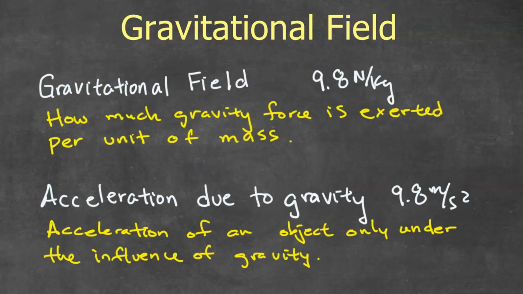So numerically, the gravitational field strength and the acceleration due to gravity are the same. They're both 9.8, but they're conceptually a little bit different. For gravitational field, we're asking the question, how much gravitational force is exerted per unit of mass? So this allows us to calculate using Fg equals mg. If we know the mass, we can use the gravitational field to calculate the gravitational force. On the other hand, the acceleration due to gravity is telling us the acceleration of an object only under the influence of gravity. So numerically, they're the same. Conceptually, they're a little bit different.